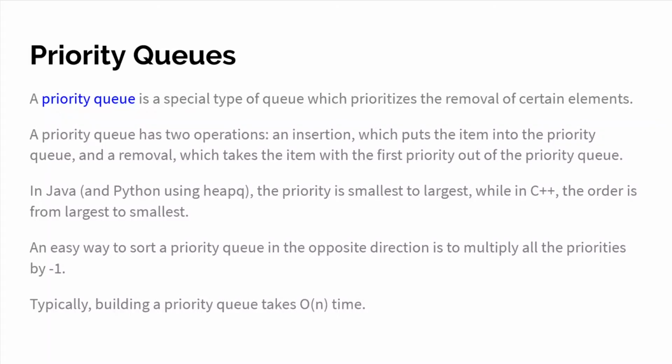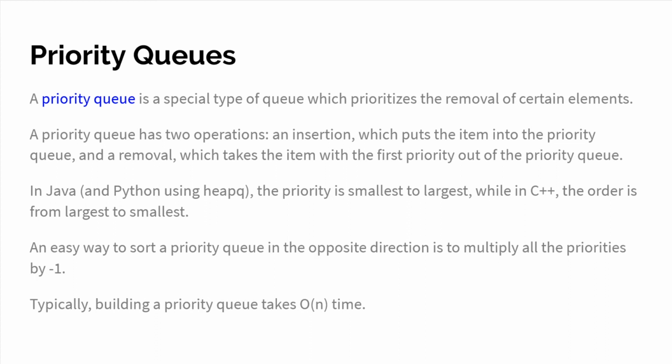The final data structure that we're going to be talking about today is a priority queue. A priority queue is a special data structure which prioritizes the removal of certain elements. And it has two operations: an insertion, which puts the item into the priority queue, and a removal, which takes the item with the first priority out of the priority queue.